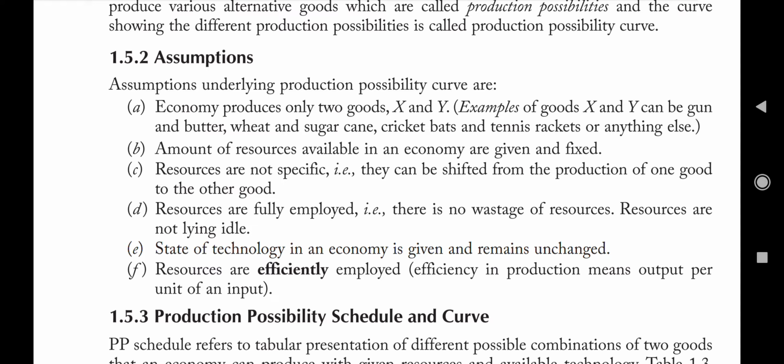Another assumption is that resources are fully employed, meaning there is no wastage of resources. Then the state of technology in the economy remains unchanged, meaning it is constant. And the last assumption is that resources are efficiently employed.